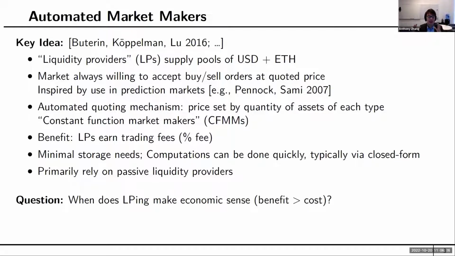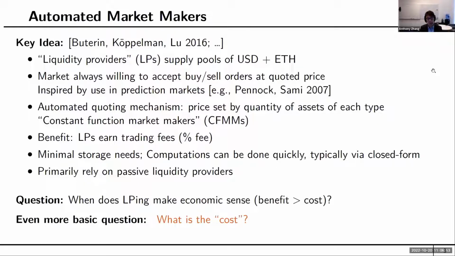Liquidity providers have an incentive to provide liquidity into these automated market making pools because they get some fees. The reason this took off in blockchain is because it has relatively low storage needs, and computations can be done pretty quickly. So the question we want to look at in this paper is, when does it make sense to put money in one of these pools and, in an automated way, make markets for US dollars against Ethereum?